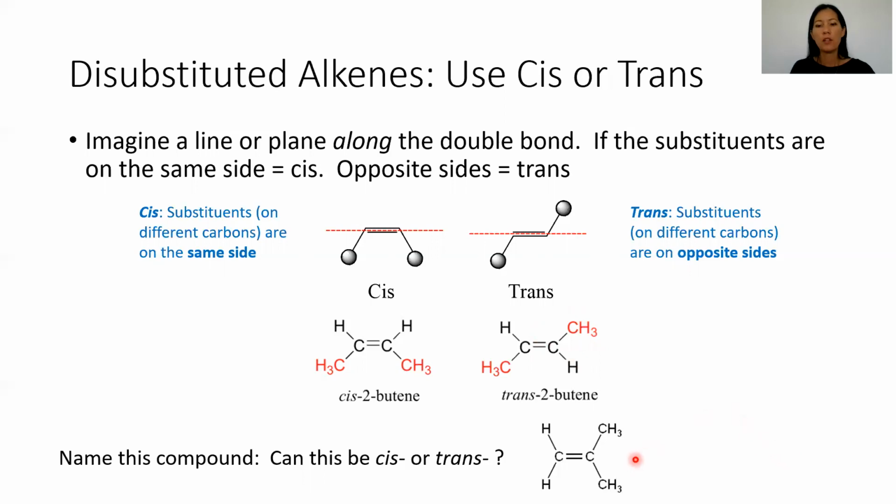Can this one on the bottom be cis or trans? Nope, because no matter how you rotate it, flip it, you come back to the same compound, and cis or trans is describing substituents on the 2 separate adjacent carbons.